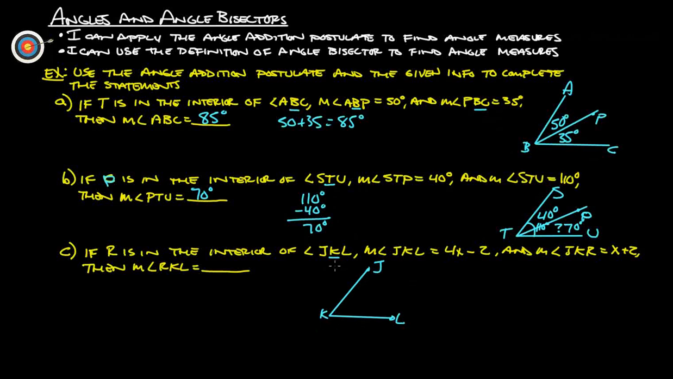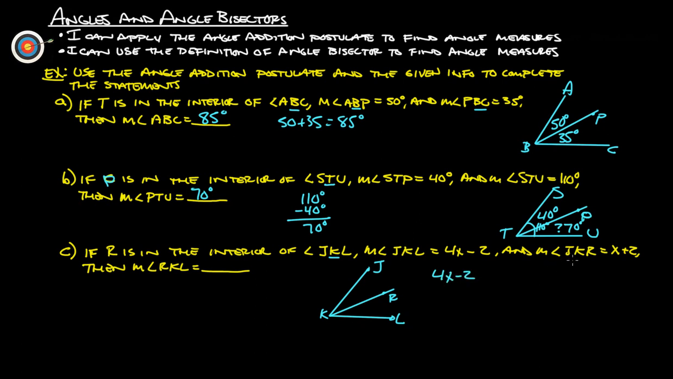So we've got R in the interior. So let's put R out here, and then we'll draw ourselves a line that goes through that. It says the measure of angle JKL, this entire thing here, is 4x minus 2.